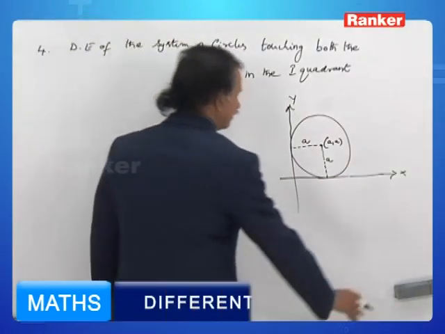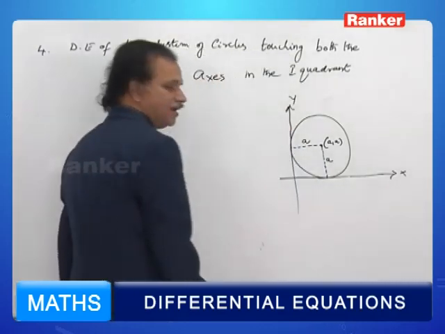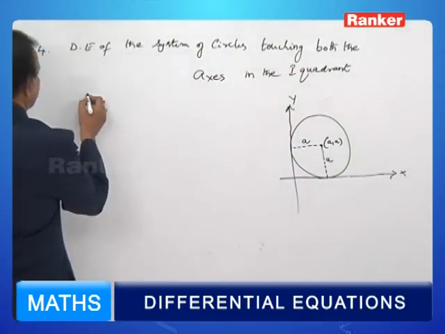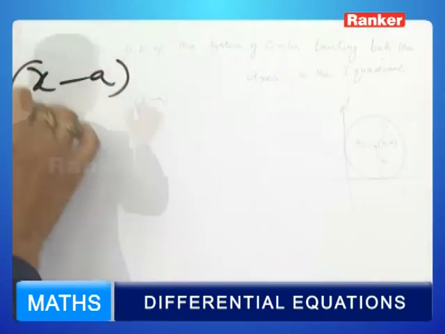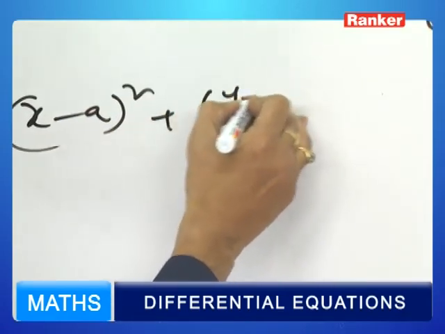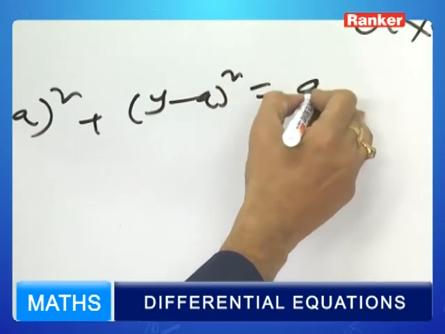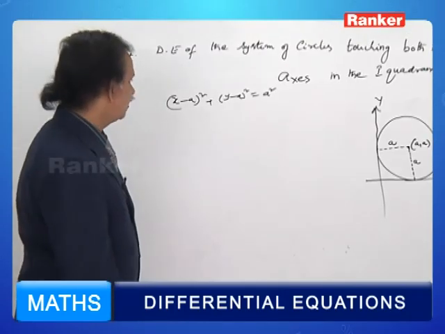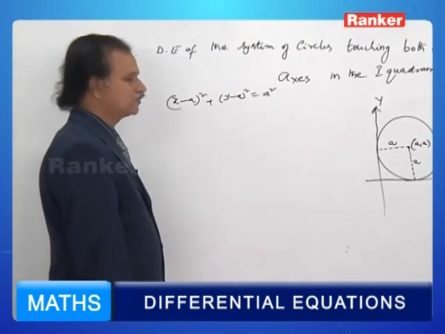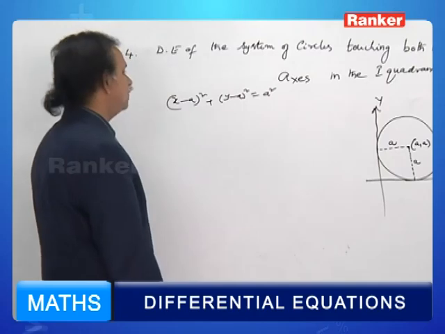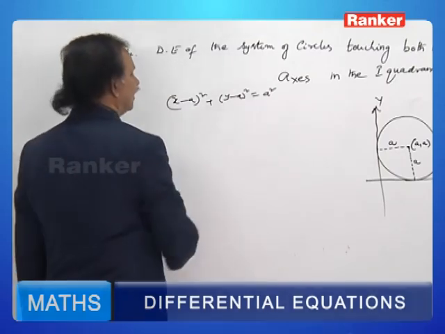Center is (a, a). Well done. What is the equation of the family? (x minus a) whole square plus (y minus a) whole square is equal to a square. What is the standard equation of the system?